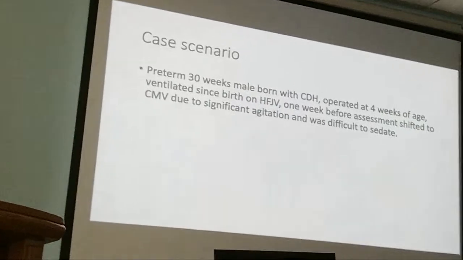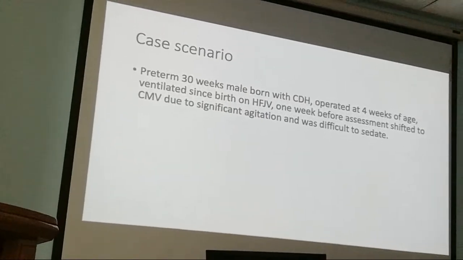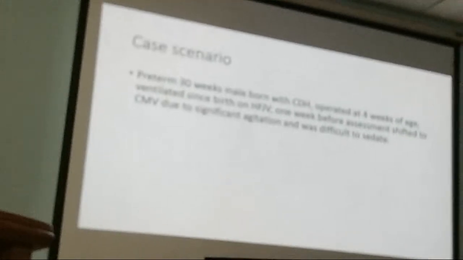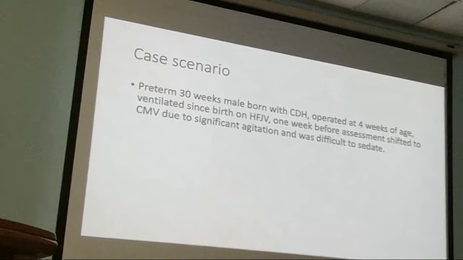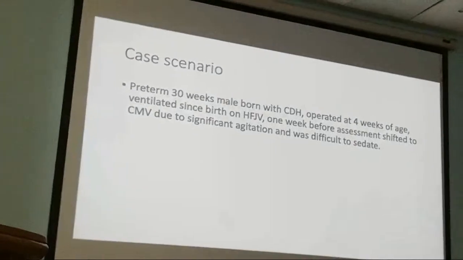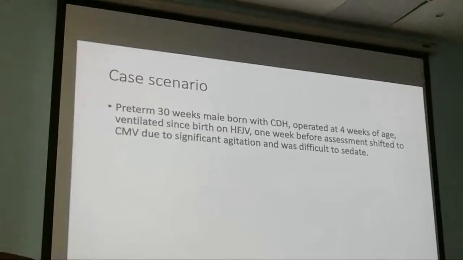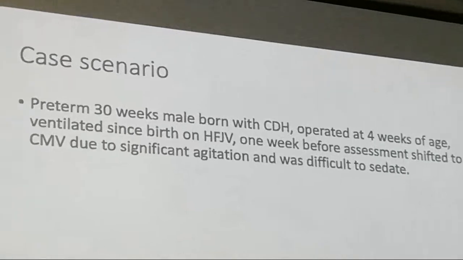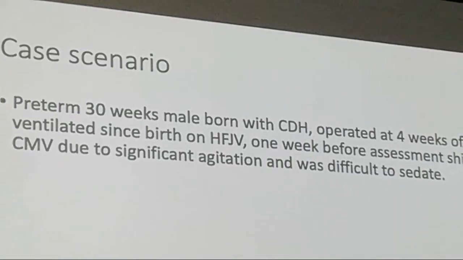At 4 weeks of age, ventilated since birth on high-frequency jet ventilation. 1 week before assessment, shifted to conventional ventilation due to significant agitation. So he did not really tolerate high frequency, so electively we moved to conventional. And now we are at the point in this scenario: he has been on conventional for 1 week and is struggling on oxygen, with a very high oxygen requirement, 90% or so. So now we'll listen to the scenario with the discussion at the bedside.